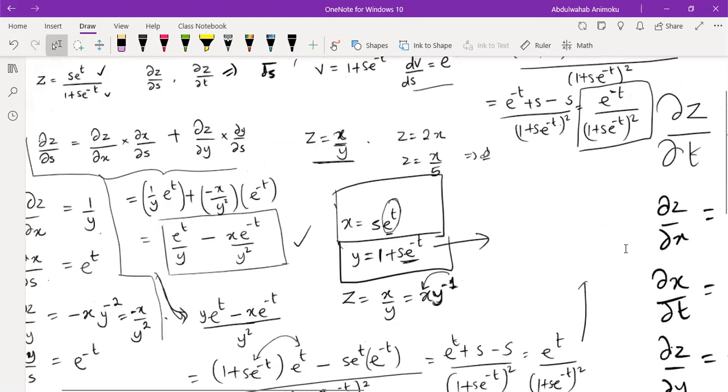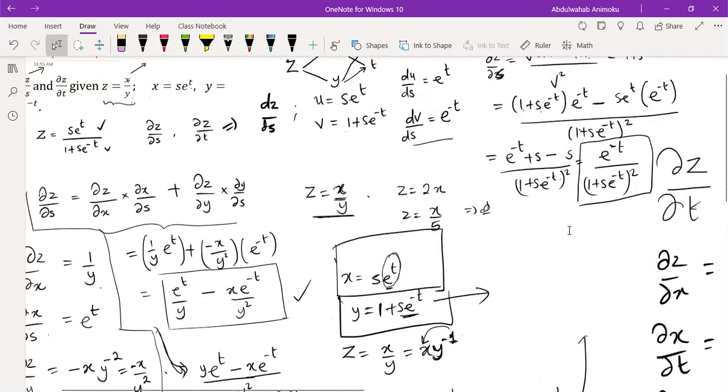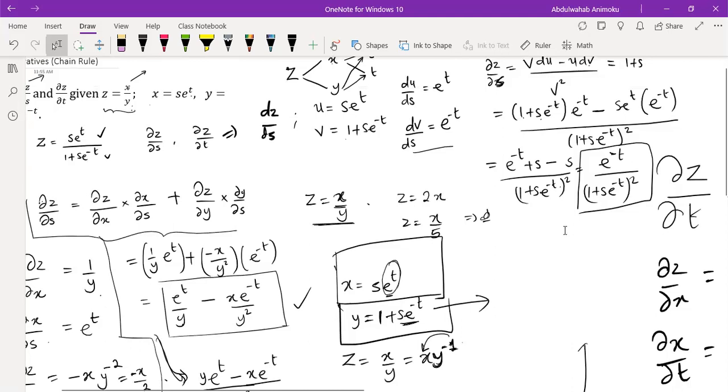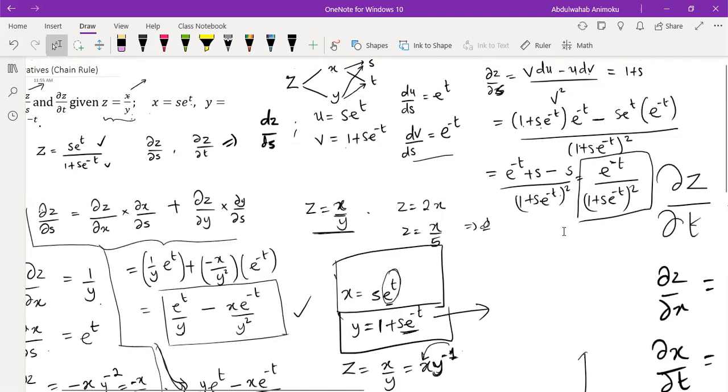But wait, I'm having e raised to power minus t. Oh, I think there is a mistake here. The du ds is just e raised to power t, not minus, right? So this should give us e raised to power t. Yeah, the rest is correct, right? So this is e raised to power t. Okay, good. So they are the same thing, as you can see. So this is how you can use the two different methods to solve the problem.